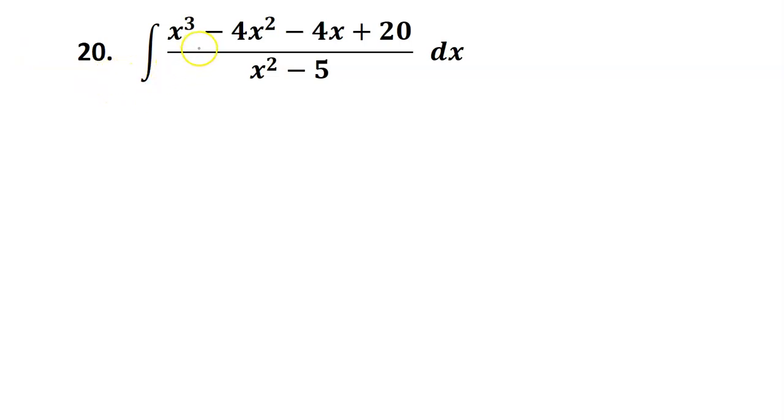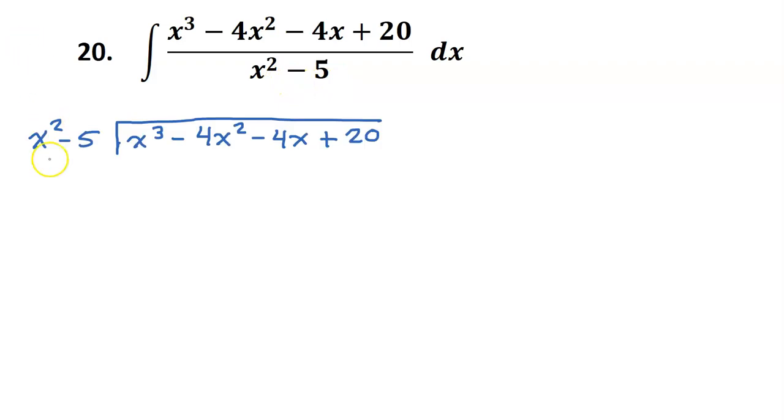For number 20, I once again see that the degree of the numerator is greater than the denominator. So I'm going to set up my long division. Here we go. X squared times what is x to the third power? That'll be x. I like to line up these like terms, by the way. So I take this x and I do the distributive property. So x times x squared will be x to the third power. And x times negative 5 is negative 5x, again with the like terms.